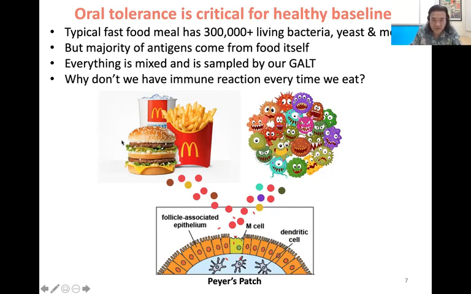I'm not discouraging you from having a Big Mac meal, because I'd be a hypocrite if I did, since I like that very much. But the whole point is, it's okay, because that's what we evolved to expect. No, that's not a good example, because we did not evolve to expect a Big Mac. But we evolved to expect that every time we're eating stuff, there's going to be pathogens hitching a ride.